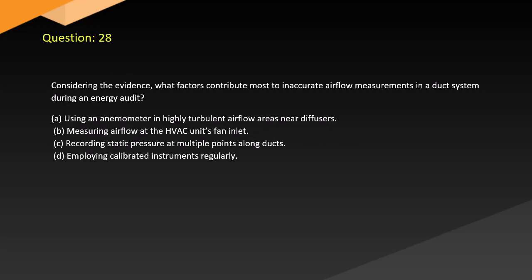Question 20. Considering the evidence, what factors contribute most to inaccurate airflow measurements in a duct system during an energy audit? A. Using an anemometer in highly turbulent airflow areas near diffusers. B. Measuring airflow at the HVAC unit's fan inlet. C. Recording static pressure at multiple points along ducts. D. Employing calibrated instruments regularly.